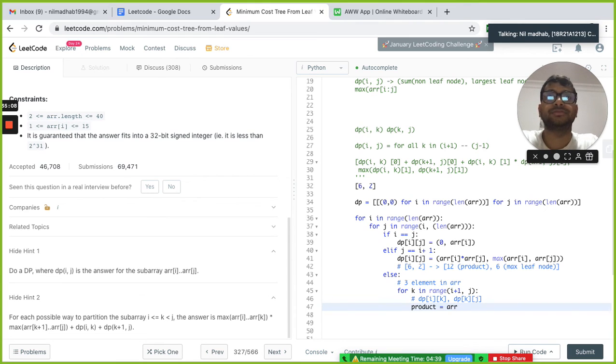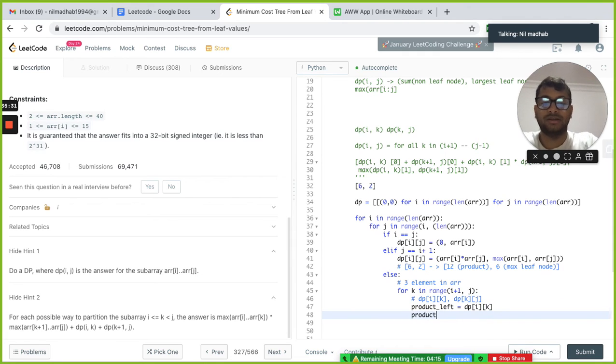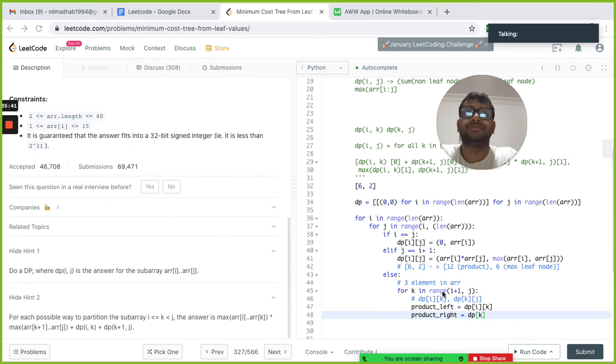Array it of will be dp of i, dp of ik 0, into dp of... Yes. Okay, correct. Let's see. Product left will be dp of i k, and product right will be dp of k. Oh, so we have to... one second. Yeah, so now left is this, product right is dp of k and j.